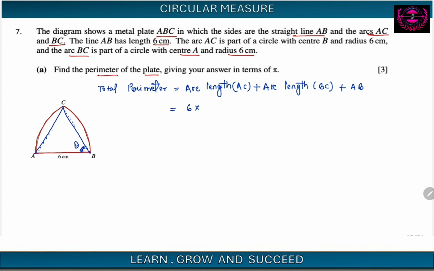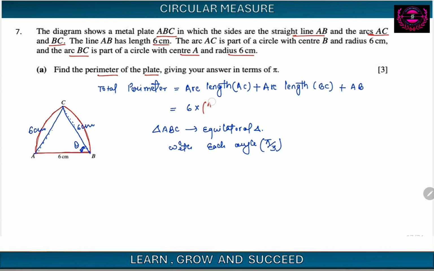So we know that length of BC is equal to length of AB. Both act as radius, and also AB is equal to AC. This is also 6 centimeter. So triangle ABC is an equilateral triangle with each angle equal to 60 degree, which is pi by 3 radians. So our angle is pi by 3.